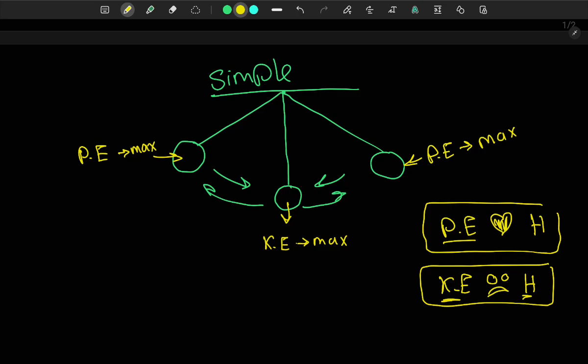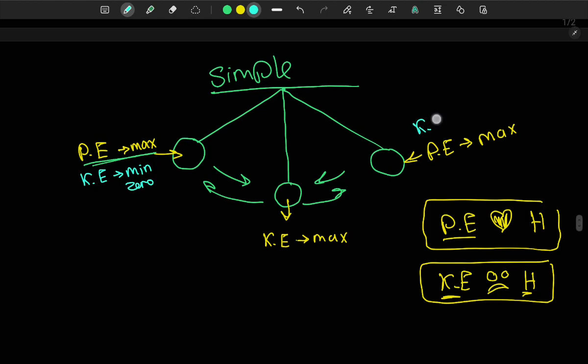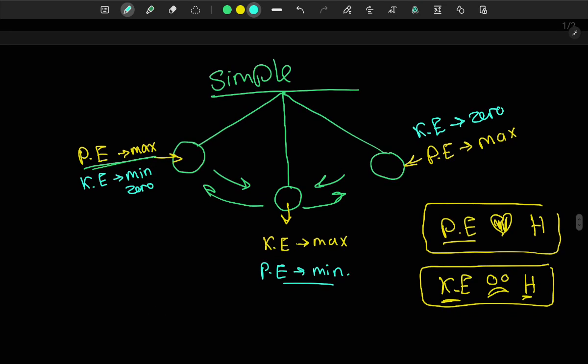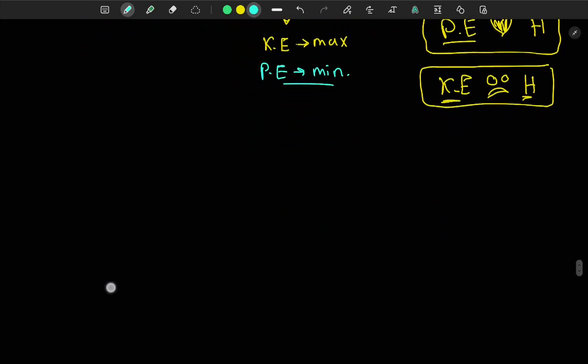So if I tell you that potential energy is maximum at the maximum height, here the kinetic energy is minimum, or equal zero, we can say that. And here the kinetic energy also equals zero, minimum. Here the potential energy is minimum. So this is a simple pendulum and the exchange between the kinetic energy and the potential energy inside it.